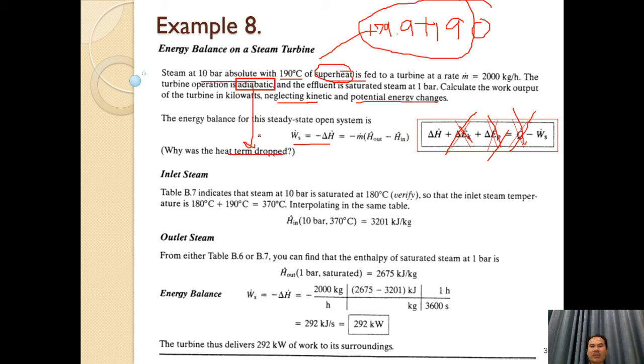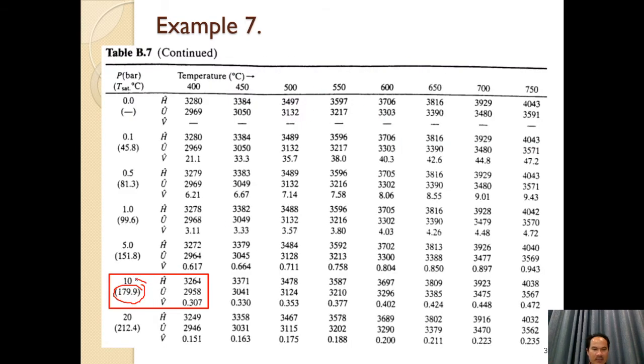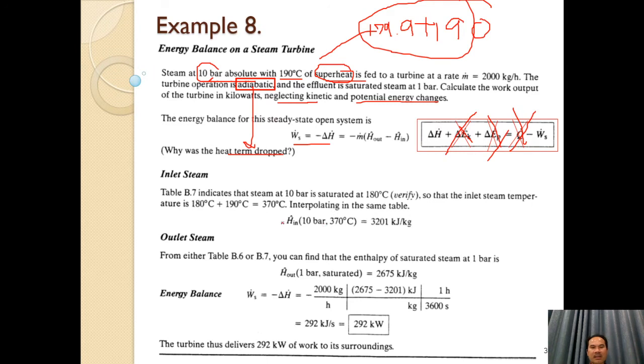Okay, the first step is to determine what is the inlet stream and what is the outlet stream. The inlet stream is feed at 10 bar with superheat of 190. At 10 bar, the saturation temperature is 179.9. Then you can calculate the inlet temperature. Inlet temperature is approximately 180 for saturation plus 190. You get 370 Celsius.